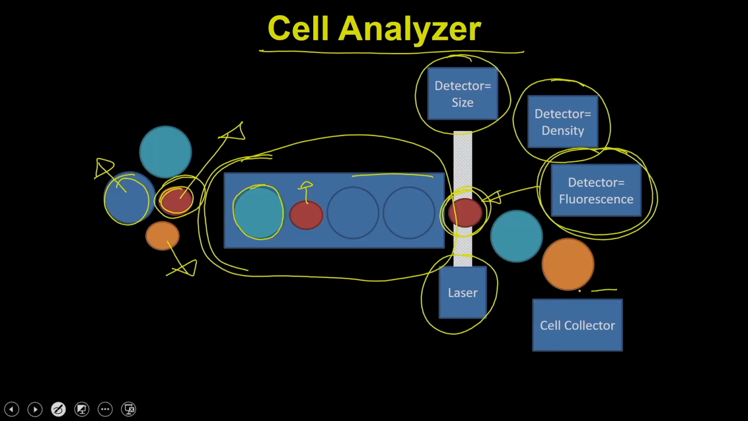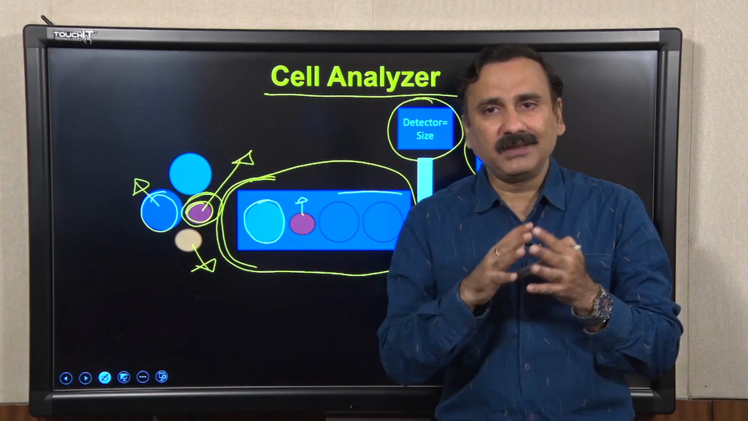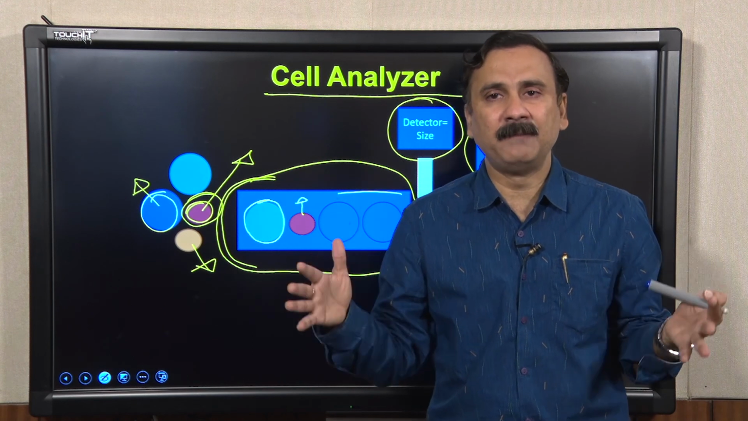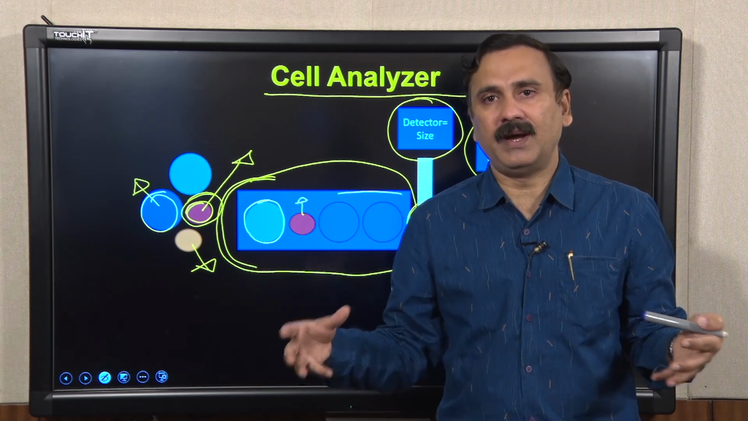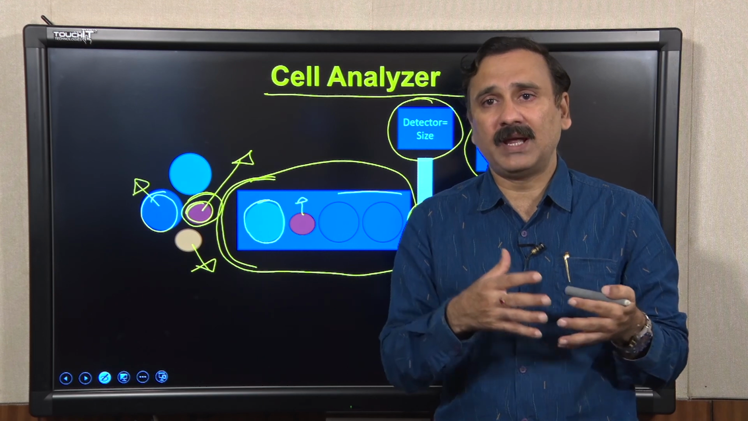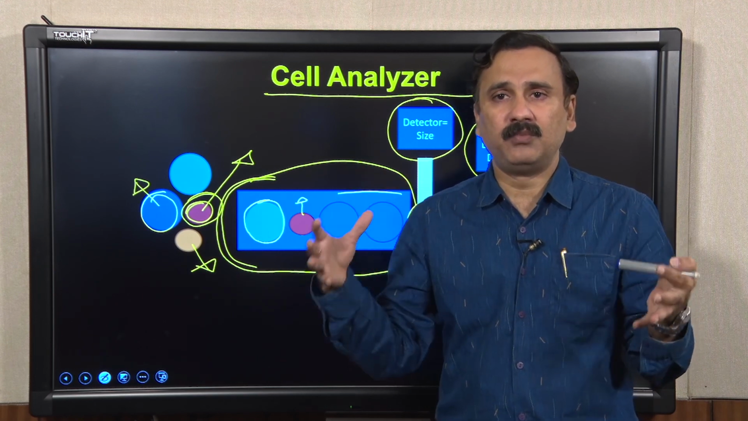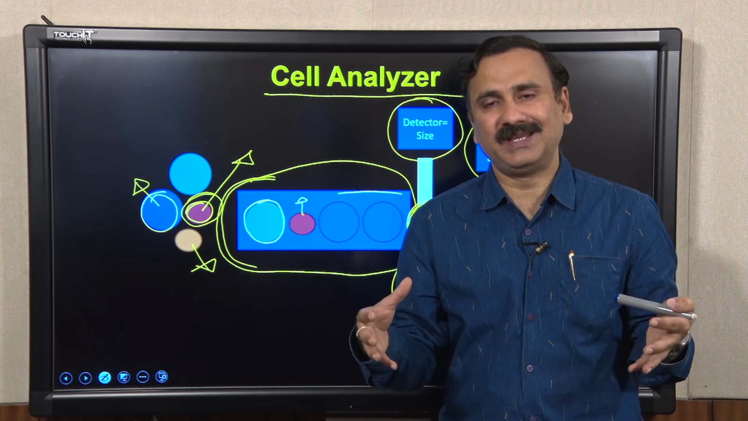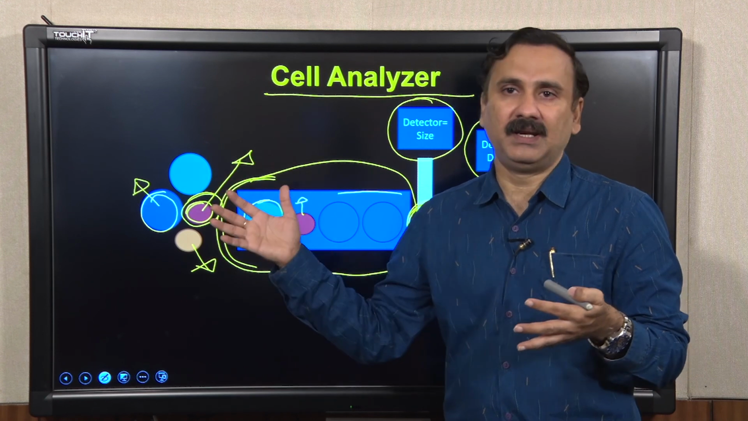And then at the end you also require a cell collector. In case you want to collect this particular cell and further analyze it and perform some experiments, you can have a funnel kind of thing that can be used to collect these cells. So, this is the basic infrastructure you require if you would like to analyze a complicated mixture of cells utilizing cell analyzers.